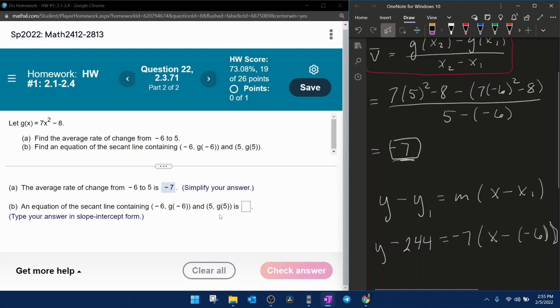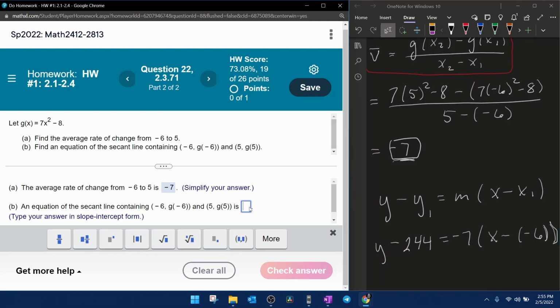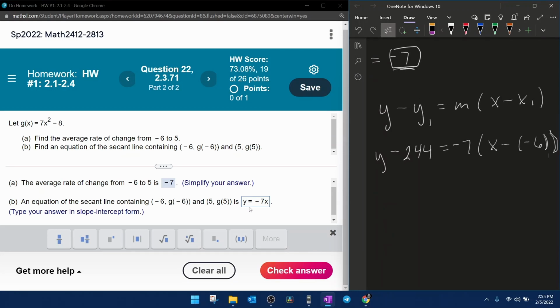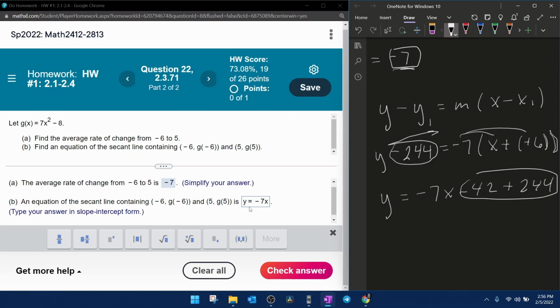And then if I simplify this, we can write the equation in slope-intercept form. So we know that slope-intercept form has to be y equals mx plus b. And the b is the only thing I don't have, so we're going to do some work to figure that out. Two negatives make a plus, -7 distributes, and the -244 comes over. So that's going to give us -7x. 7 times 6 is 42. That's going to be a plus 244. And then whatever 244 minus 42 is, that's going to be my y-intercept.